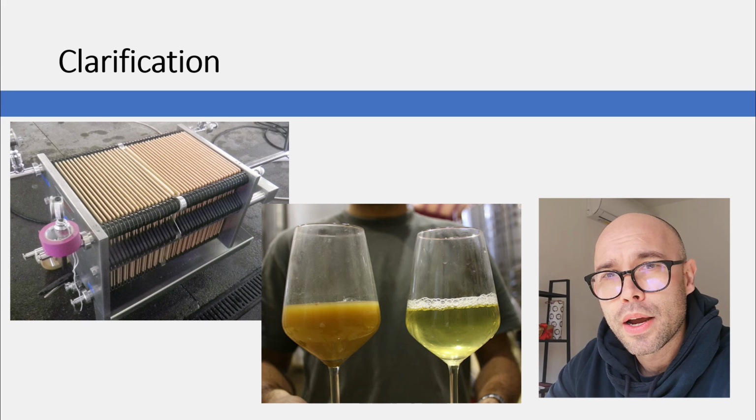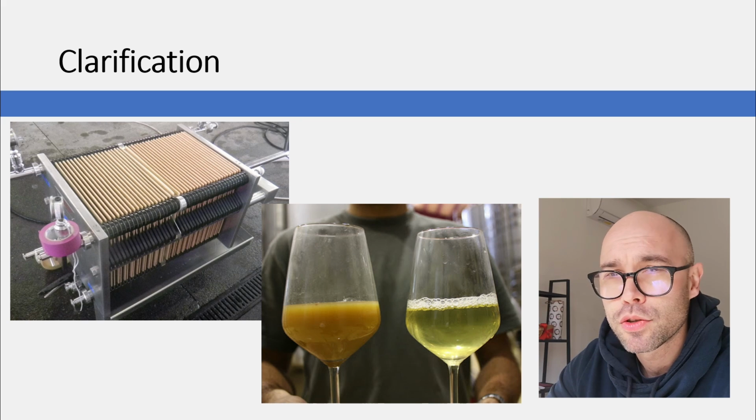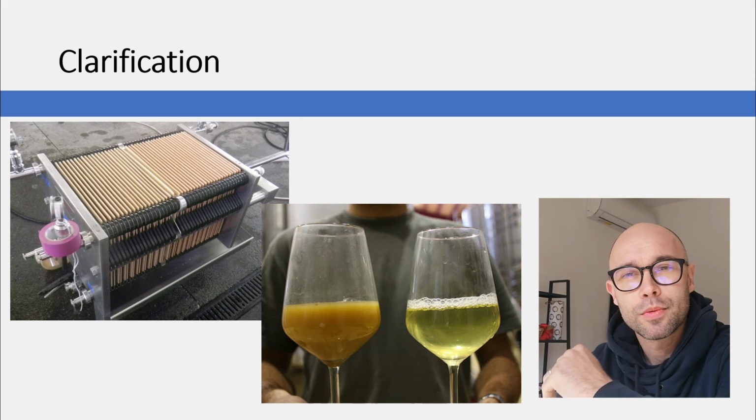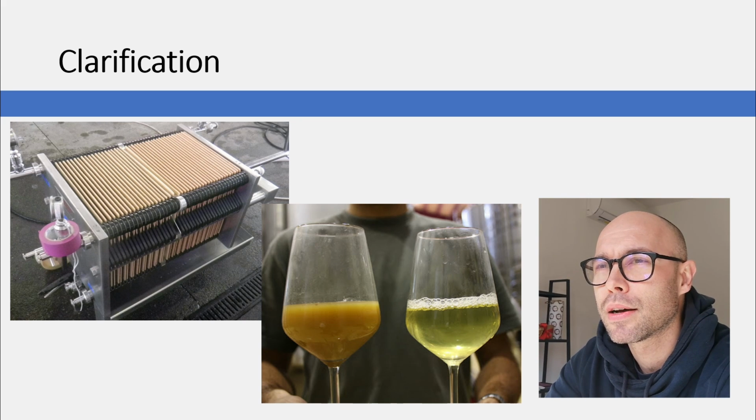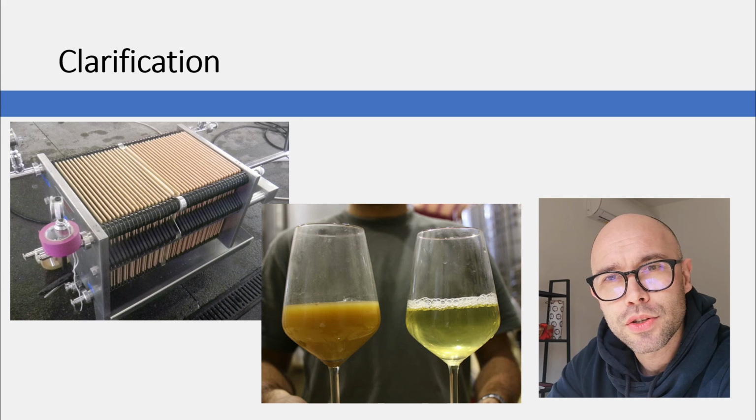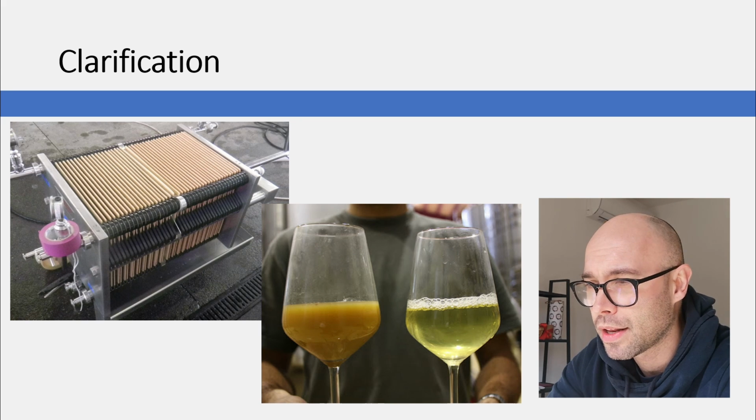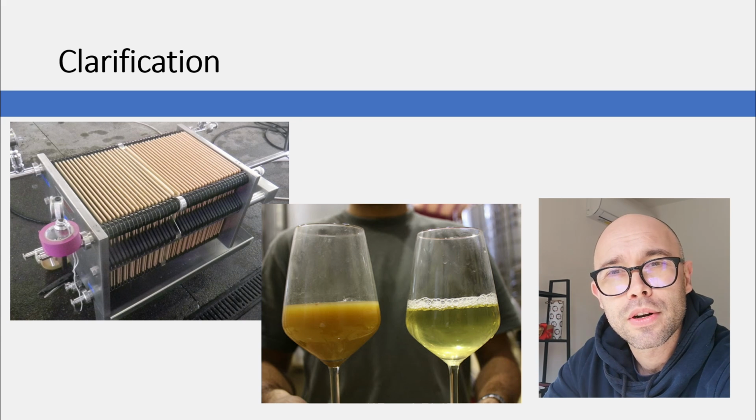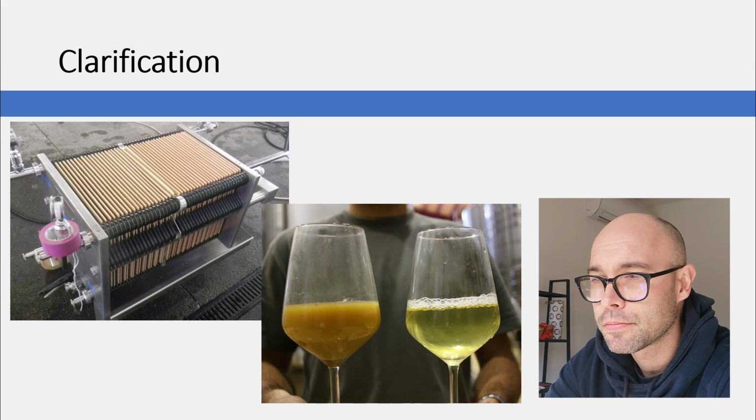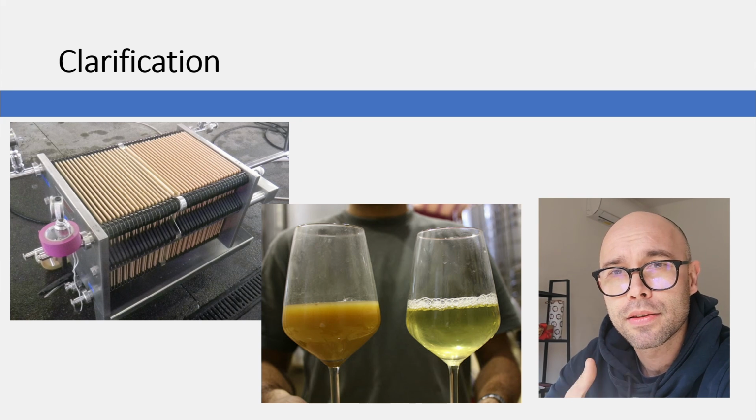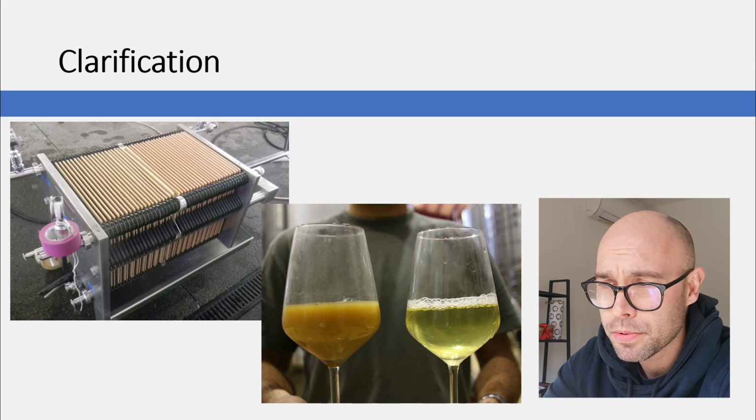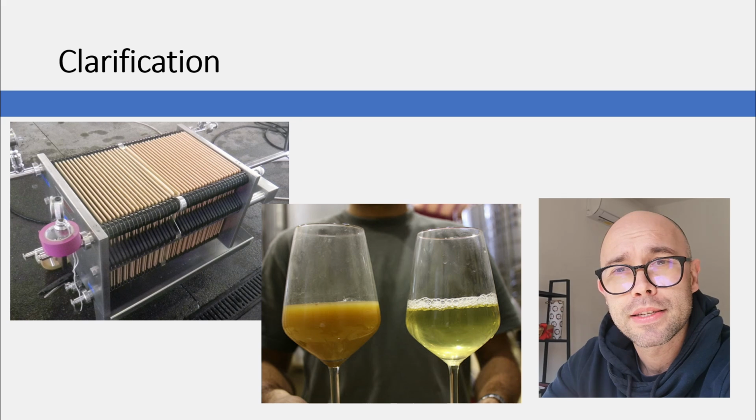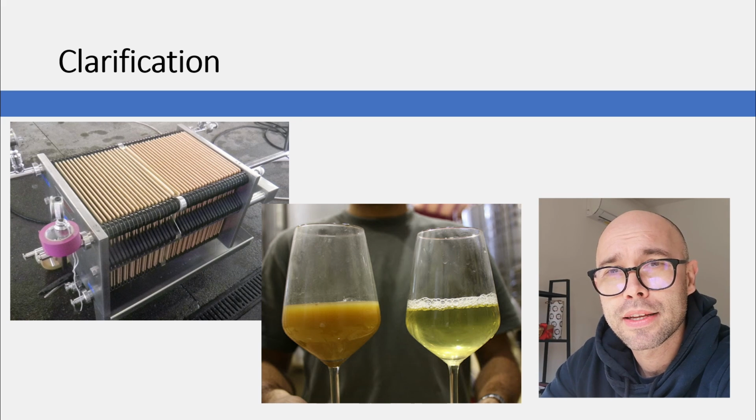On the end, before the wine is bottled, consumers basically don't want a wine that is not clear. So in order to make a clear wine, here on the picture you can see how the wine looks before clarification. Clarification is a process that clears the wine from deposits and makes it clear, and the winemaker has several options to do this.